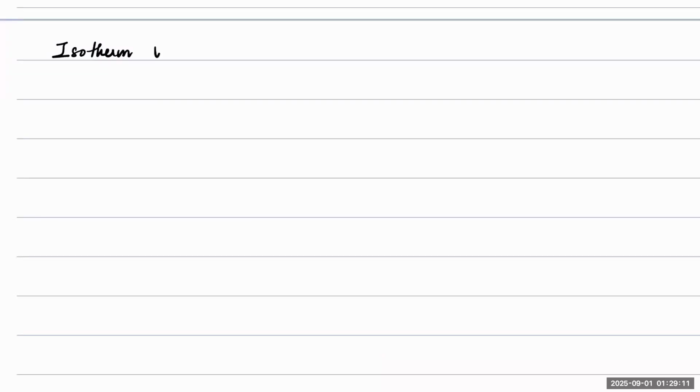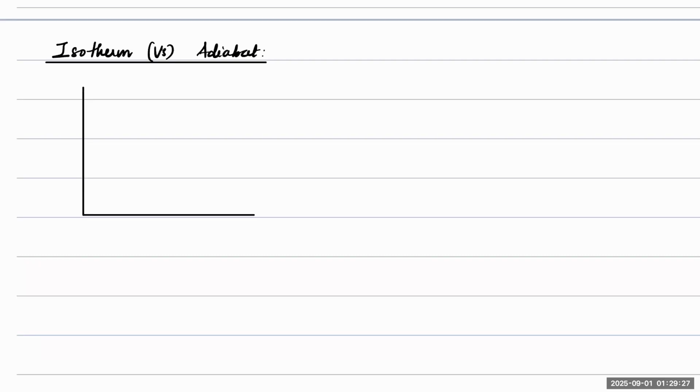Isotherm versus adiabat. Isotherm versus adiabat. What does that mean? See, suppose if we draw the graph for P and V, you know that for P and V, this is how the graph would vary. Right. This is the pressure versus volume graph.